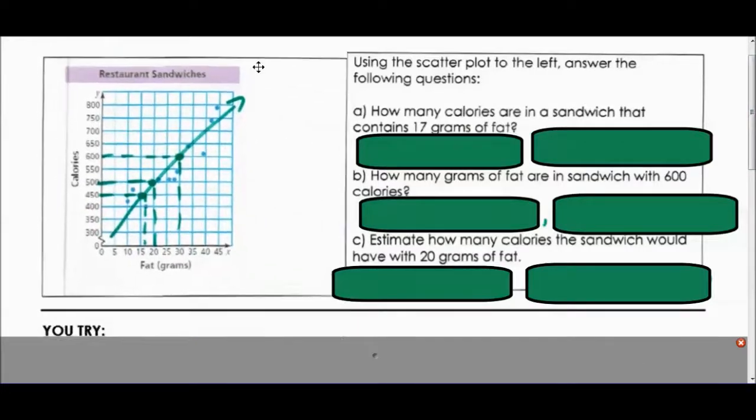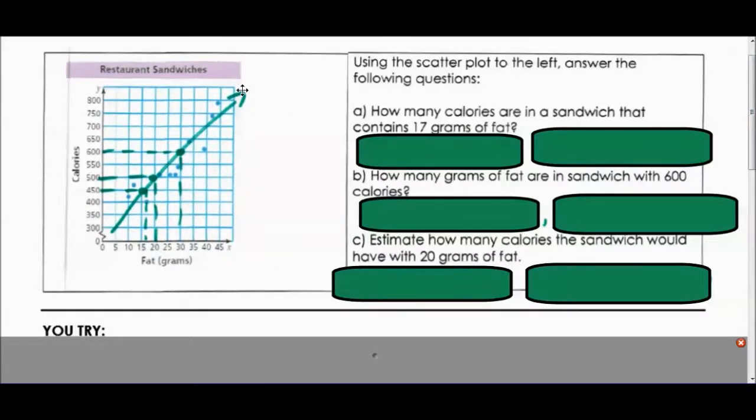So this is the trend line I drew. It's really just a sketch. It's just trying to go through as much of the middle of those scattered points as possible. So you can kind of see how I'm already answering those 3 questions. I'm just going to walk through those.